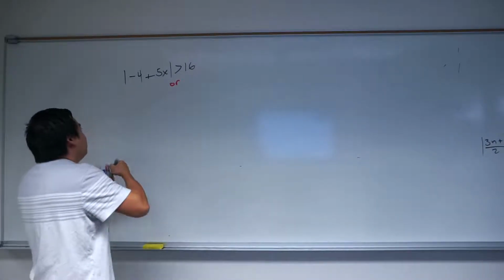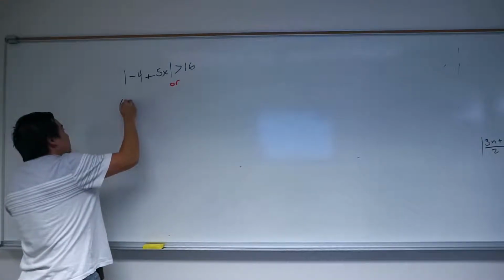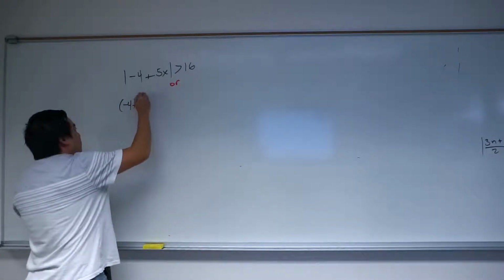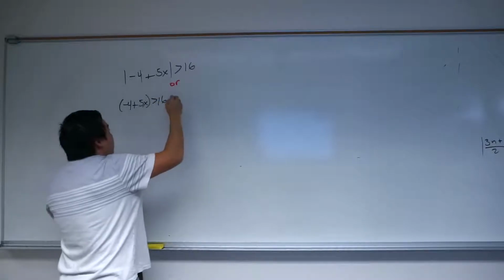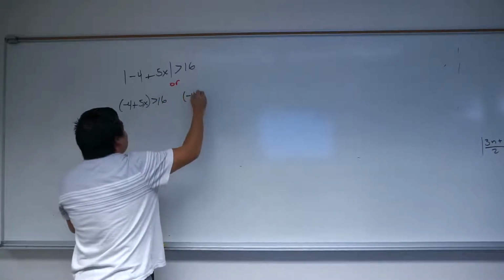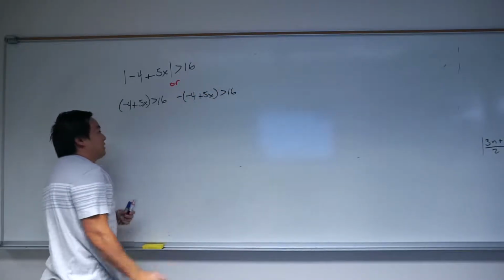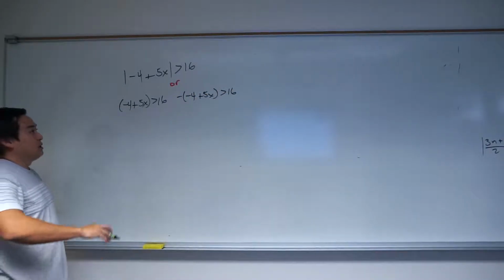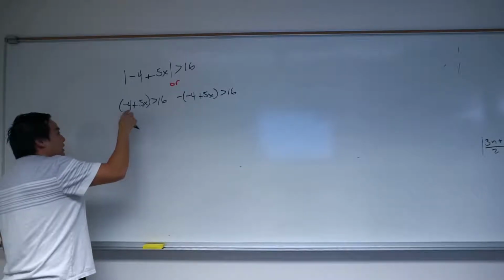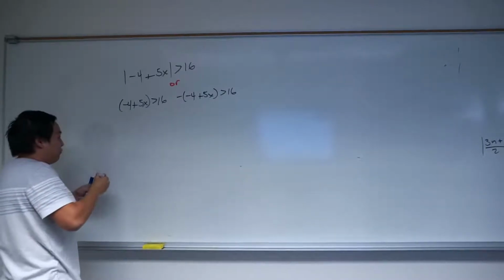Now split it up by writing the parentheses, and then the problem twice. And then throw a minus sign in front. So let's go ahead and solve this one. -4, so let's go ahead and add 4 to both sides.